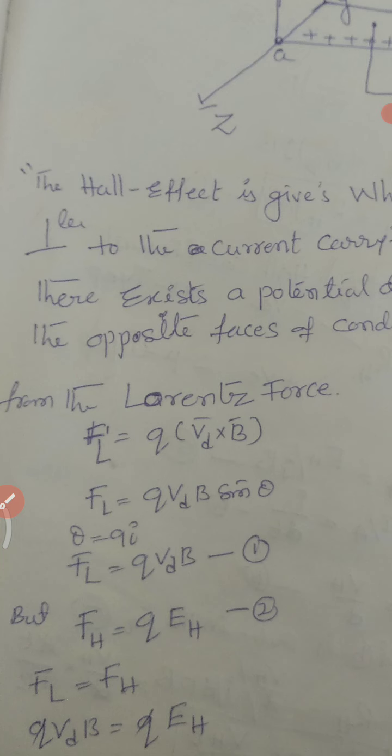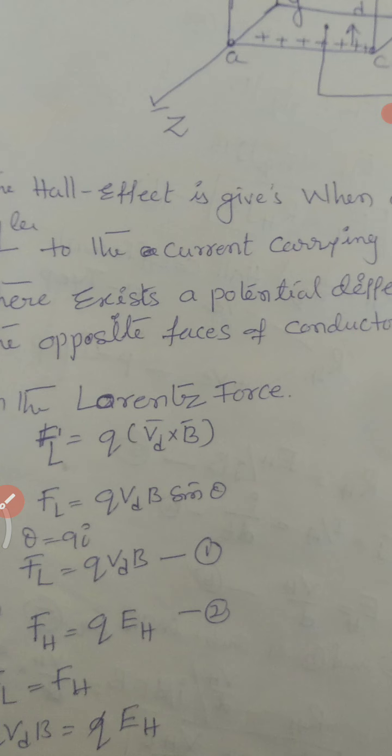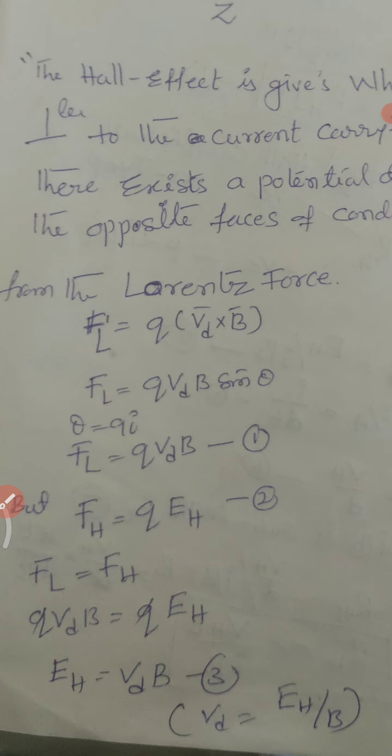VD into B, where VD cross B is the cross product. We take sin theta, where theta is equal to 90 degrees, so FL is equal to QVDB. That is equation 1.